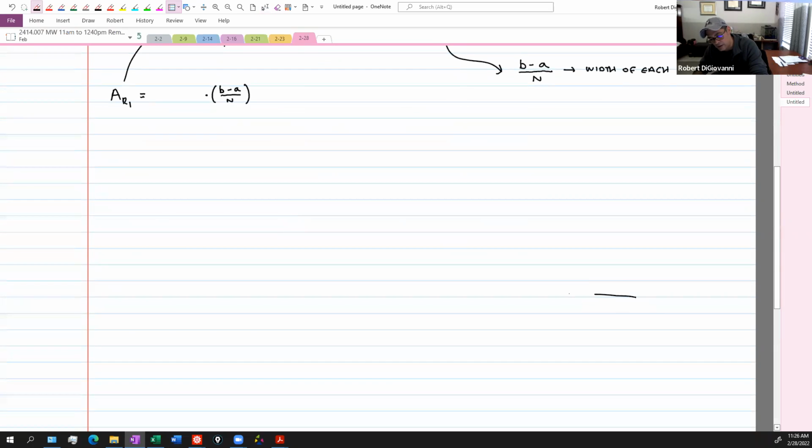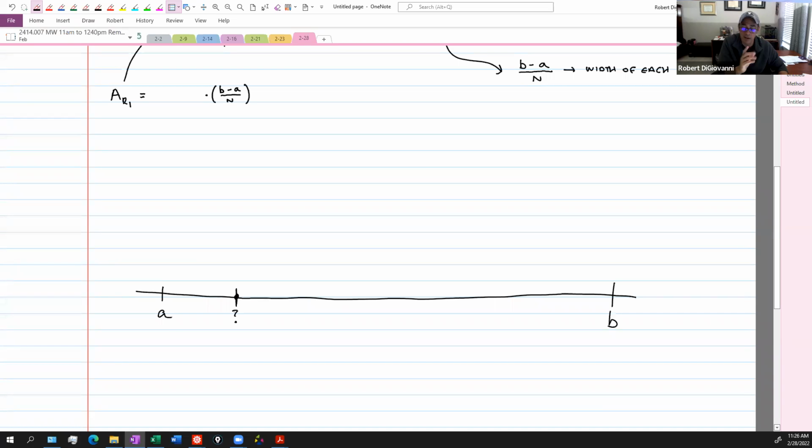So I'm going to do it down here. I'm going to just magnify that line. Here was a, right? Here was b. Here's that first rectangle, that point I'm talking about. My question is, what is the x coordinate of that? So do you agree it's whatever a is plus the width of the rectangle? The width of the rectangle is b minus a over n, right? So this point right here in yellow, that x coordinate is actually this x coordinate plus the width of the rectangle, which would be b minus a over n. Y'all agree with that?